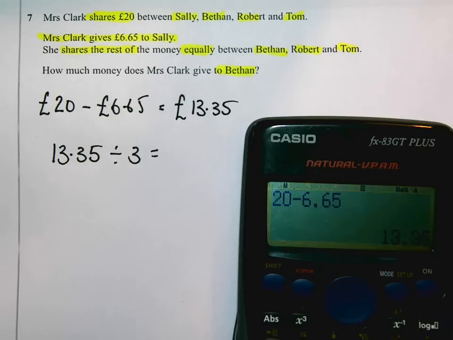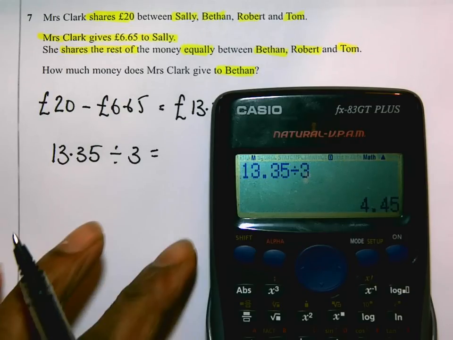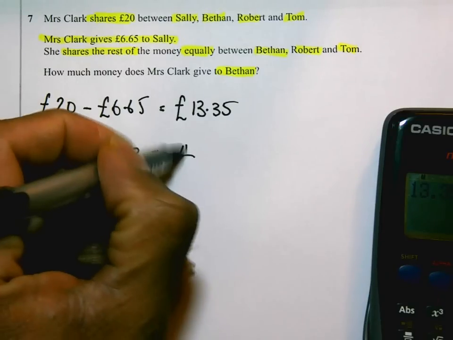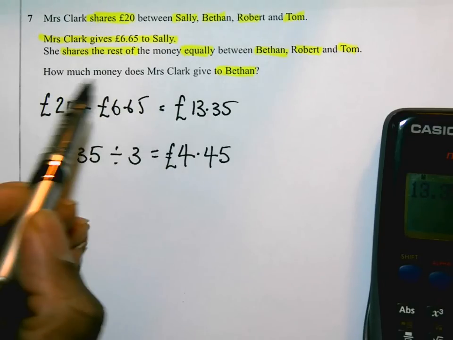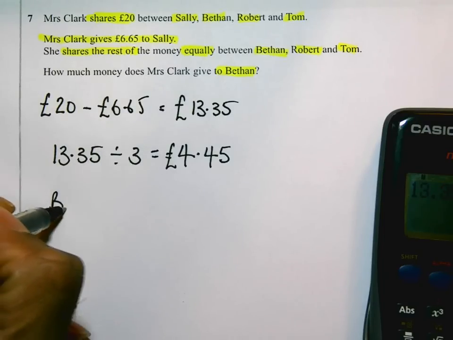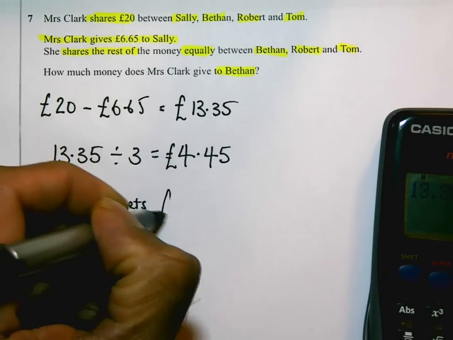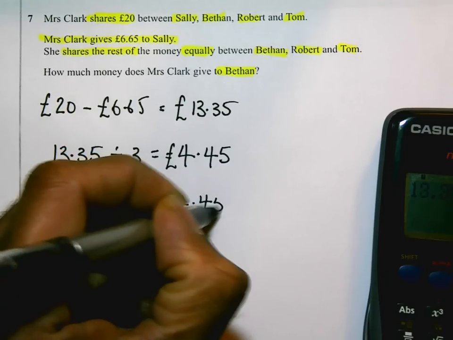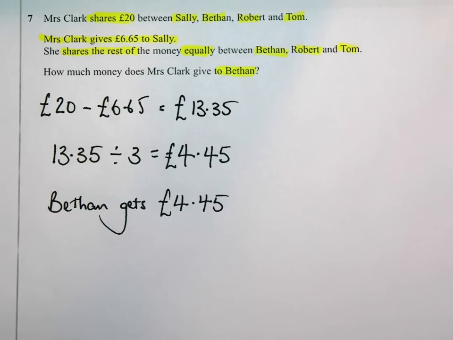So back to the calculator. £13.35 divided by 3 equals £4.45. So that means £4.45. Now let's go back to the question. How much money does Mrs. Clark give Bethan? So Bethan gets £4.45.